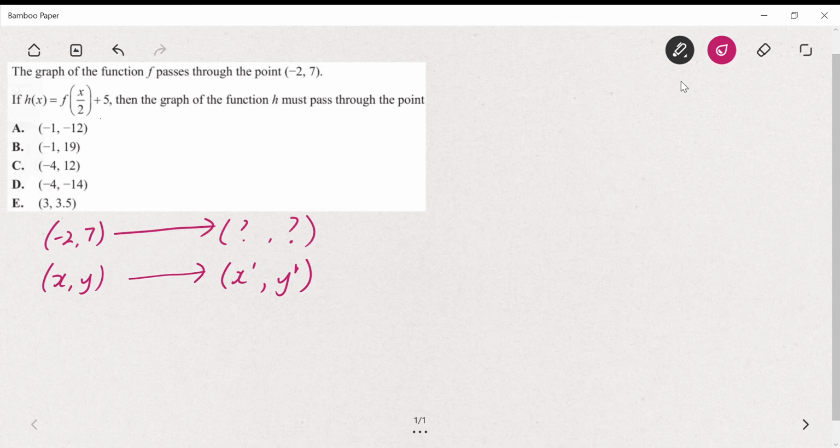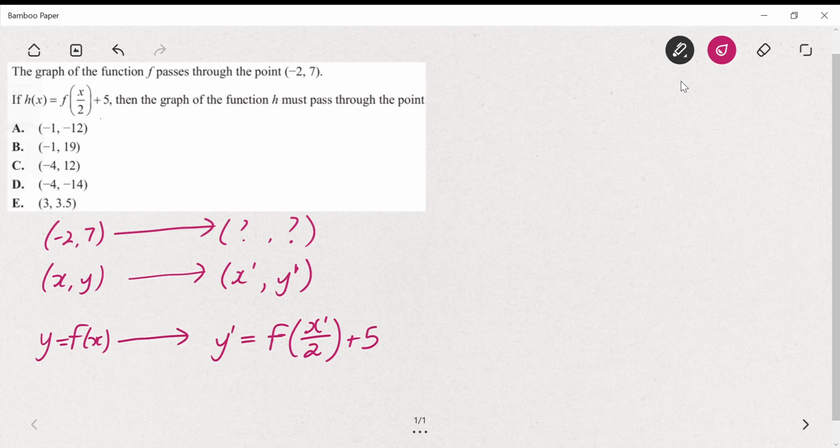So we can actually work out the rule for all time, and we could answer any particular point that lay on the original function and see what its image point is on the transformed function. And we're going to do that by considering the fact that our original function y equals f of x was transformed to y prime equals f of x prime over 2 plus 5. So we know that that's what happened.